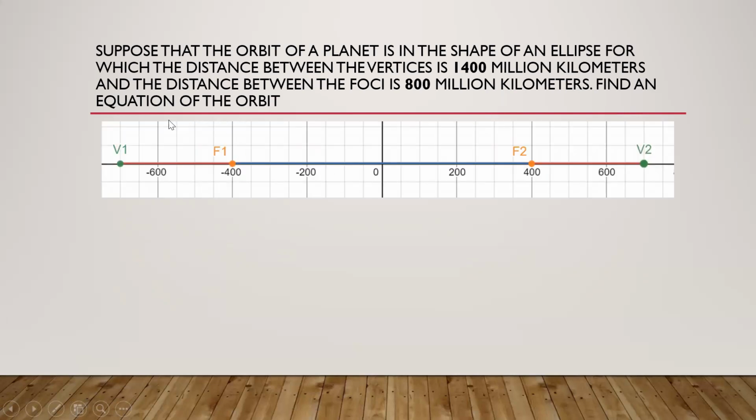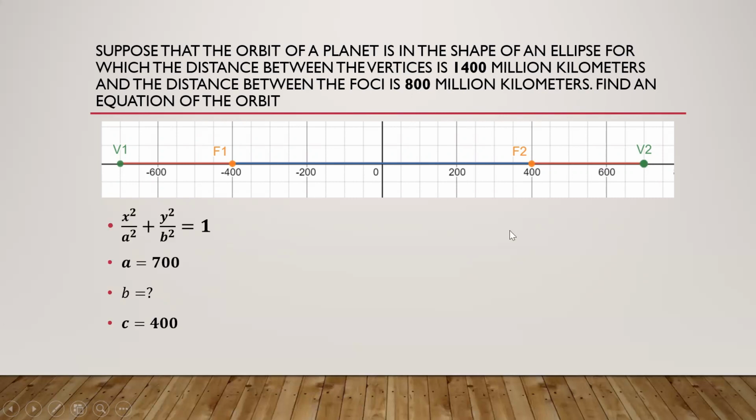So let us plot first our points. By the way, for simplicity, we will only use 1,400. We will not include, for the meantime, the million. So that's also true for 800. We will only use 800, not 800 million. But still, there are, again, million. So it's still 1,400 million and 800 million.